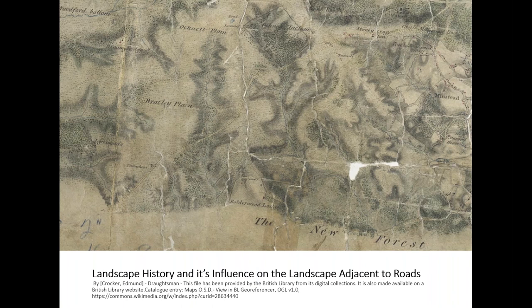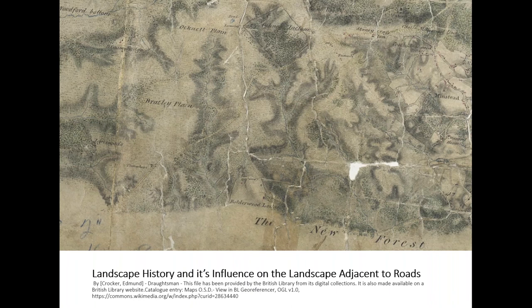So I've got this old map here. This is the Ordnance Survey drawing for the New Forest, and it dates to about 1801, 1805, that kind of era. It's drawn at 2 inches to the mile, very, very well surveyed by military surveyors. And this is what's going to become the A31, and that's how it looked in 1801.